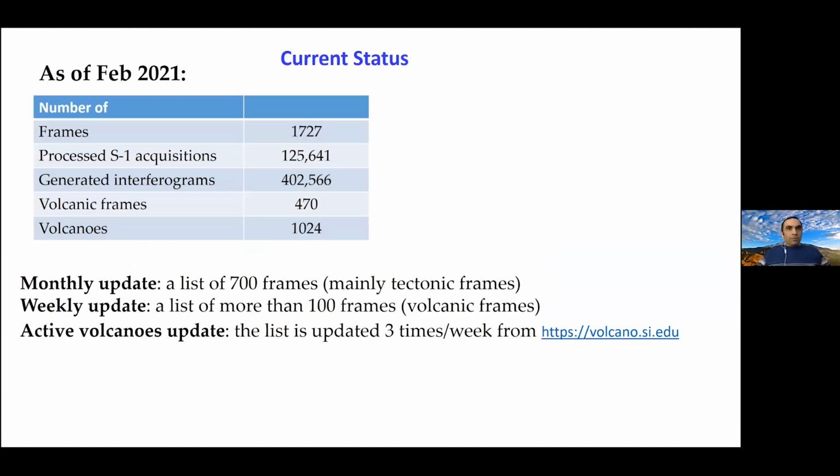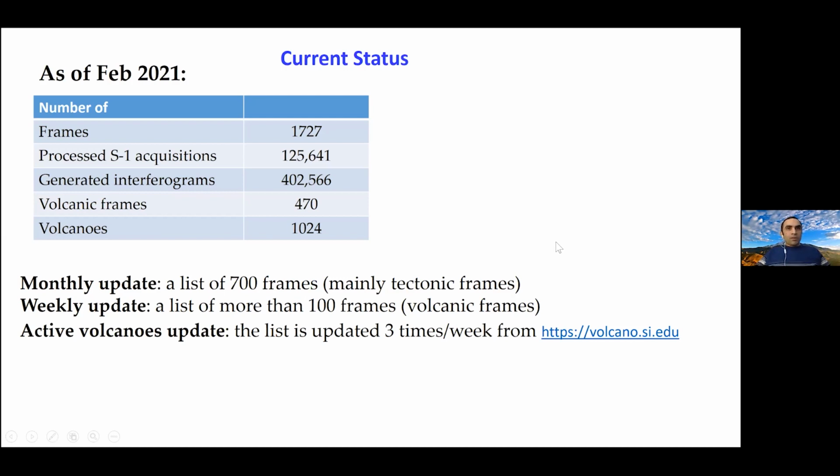So here I would like to explain the current status of the system. As you can see in this table, as of February 2021, we have a total of 1,727 frames all over the world. And we have processed more than 125,000 Sentinel-1 acquisitions and generated more than 400,000 interferograms so far. Among the total number of frames, we have about 470 volcanic frames, which cover more than 1,000 global volcanoes.